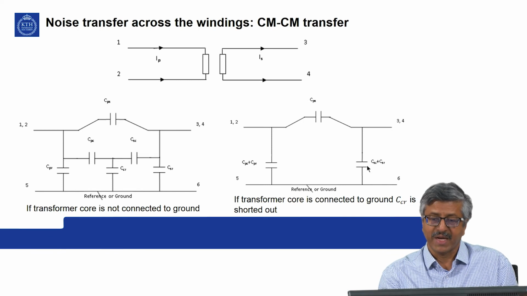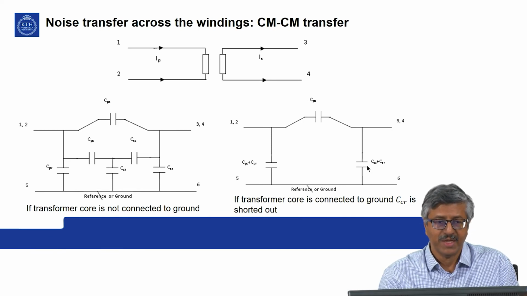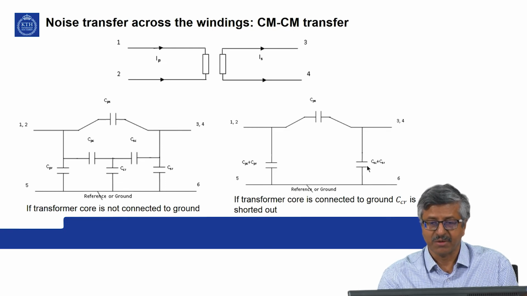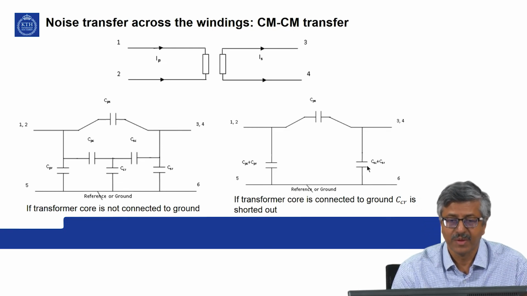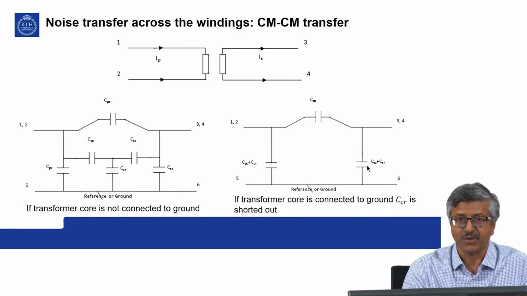And now you can analyze how much transfer of noise will happen from primary to secondary or secondary to primary in the case of common mode. So, this will be the circuit to be used.